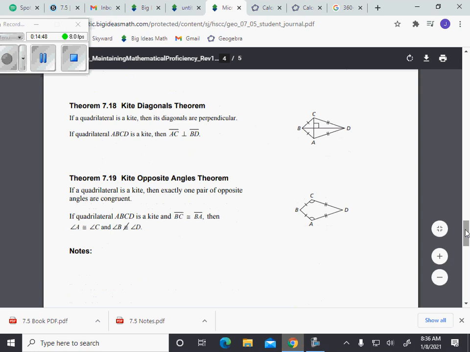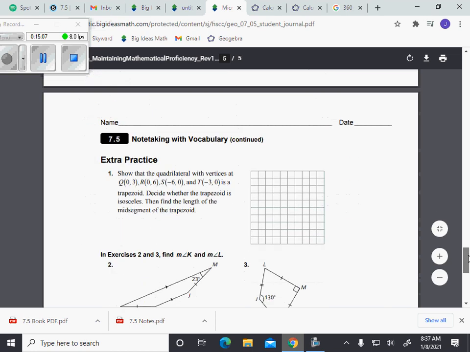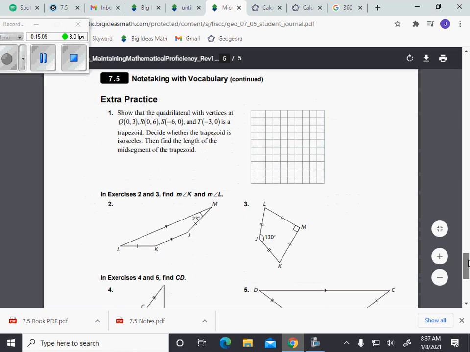The kite diagonal theorem: if a quadrilateral is a kite, then its diagonals are perpendicular. Okay? And then we talked about the opposite angles. Some extra practice here.